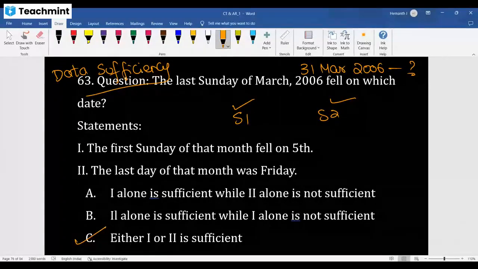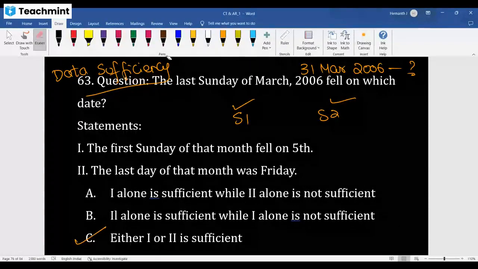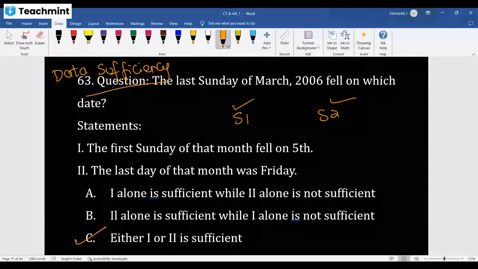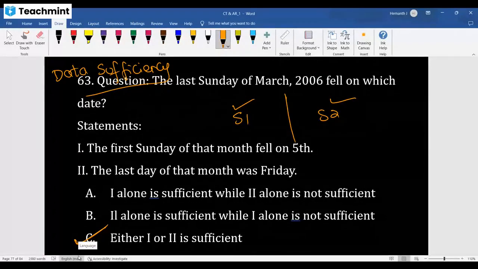The last Sunday is what we can decide. Sorry, not the 31st, the last Sunday. The last day is Friday, meaning the 31st is Friday, so we can go back. We can say the 26th is Sunday like that. We can decide with statement one alone and statement two alone. That is why it is either one or two. What is the exact date? I don't want to mention it here now.